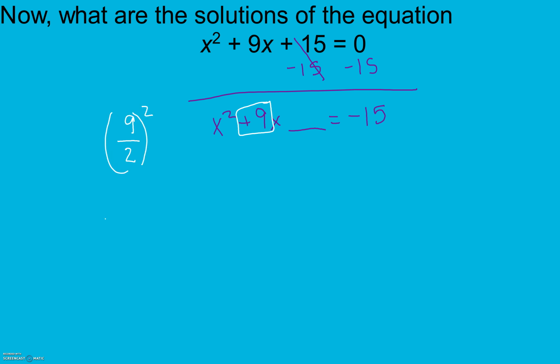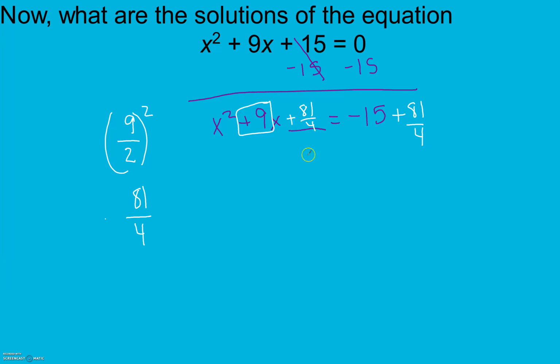And I'm going to strongly encourage you guys here to keep these as fractions. So 9 squared is 81, and 2 squared is 4. And I add that value to both sides. Okay, I've completed the square. Okay, x squared plus 9x plus 81 over 4 has completed the square.